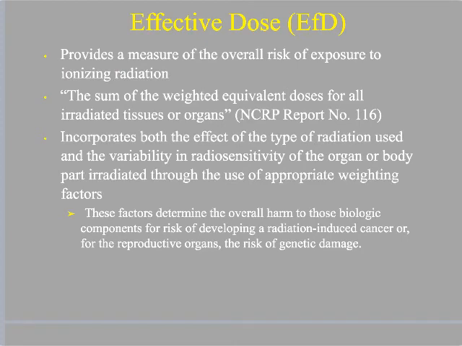And what we're talking about is an effective dose, sometimes written as capital E, lowercase f, capital D for some reason. And this provides a measure of the overall risk of exposure to ionizing radiation. Translation, this is the gold standard, right? So we've just spent a lot of time unpacking how it works. The big takeaway here is it's important, right? This is a very, very significant thing.